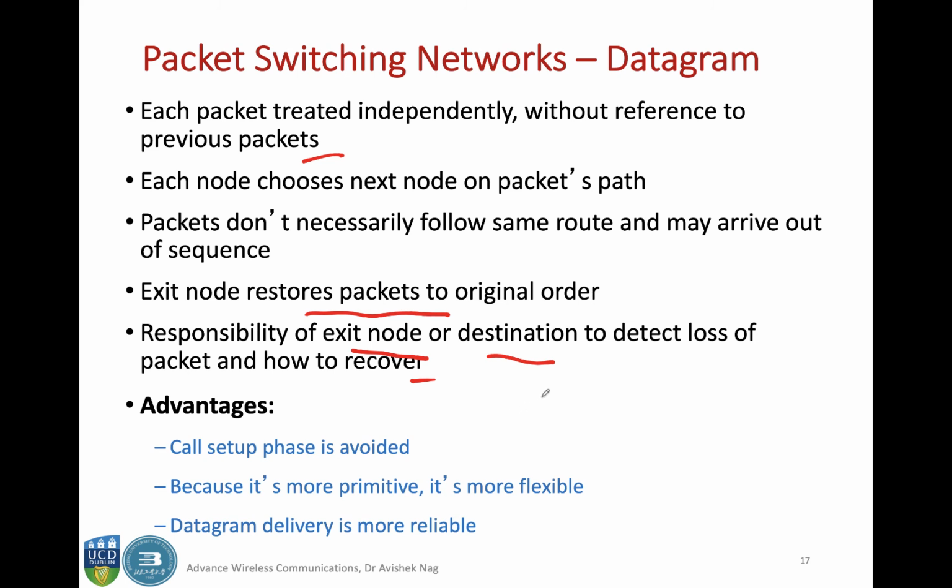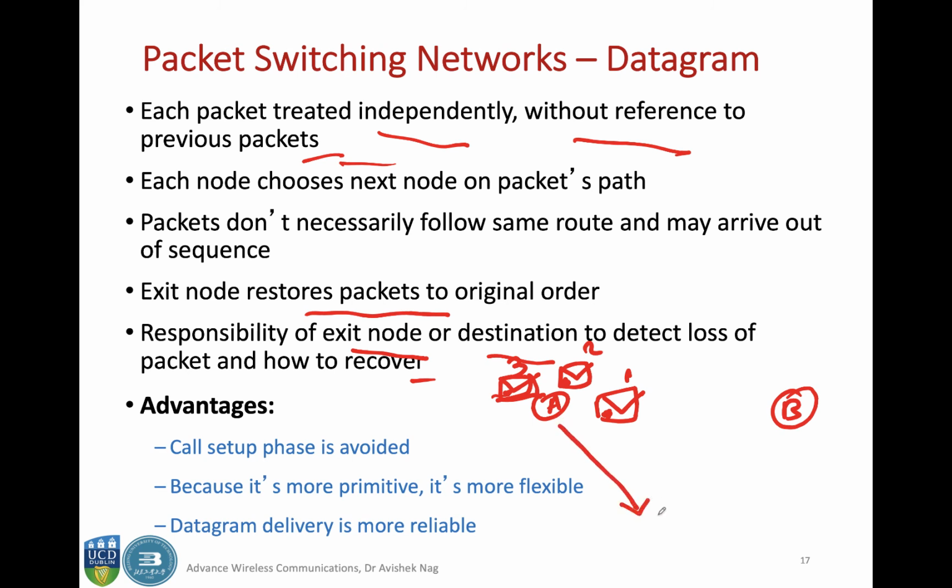Your source node is sending some packets. Let's say an entire message is broken down into three packets, and they are put in an envelope with some addresses, and then they are sent using packet switching. So in the datagram approach, each packet is treated independently without reference to the previous packet. Let's say you number these packets 1, 2, 3.